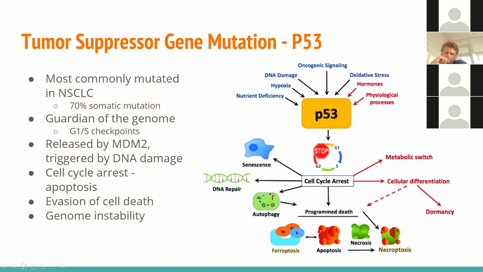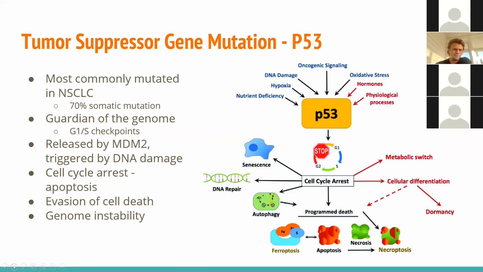The most commonly mutated tumor suppressor gene seen in non-small cell lung cancer is the p53 gene. In 70% of cases, this is a somatic mutation, meaning that it is not normally an inherited mutation. In a normal cell, the function of the p53 gene is to act as the guardian of the genome. It is responsible for regulating division of cells with abnormal DNA by stopping them at the G1/S checkpoint.